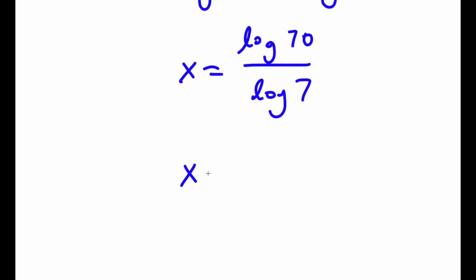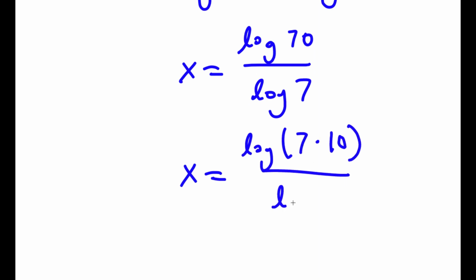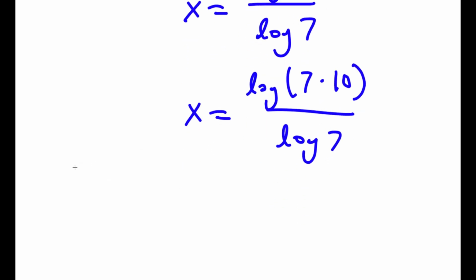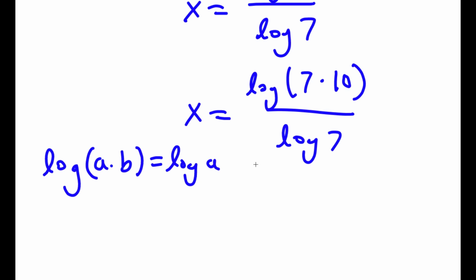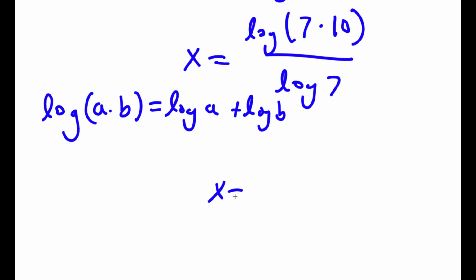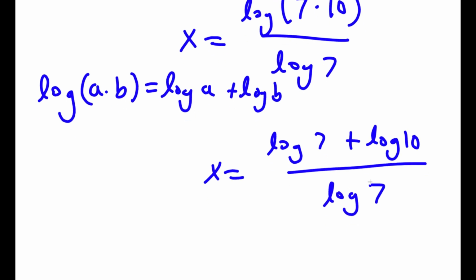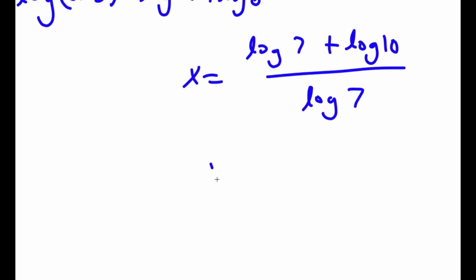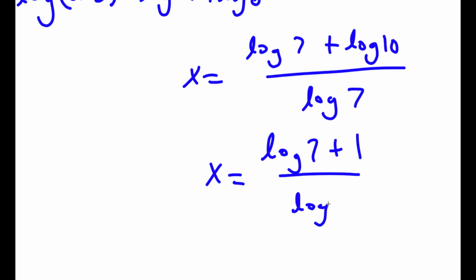Now log 70 we can rewrite as log 7 times 10. Now I have this over log 7. And if I have something in the form log a times b, this is the same thing as log a plus log b. So log 7 times 10 is going to equal log 7 plus log 10. And I have this over log 7. Now the value of log 10 is simply equal to 1. So now I have log 7 plus 1 over log 7.